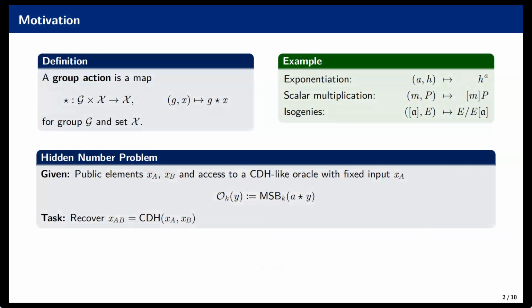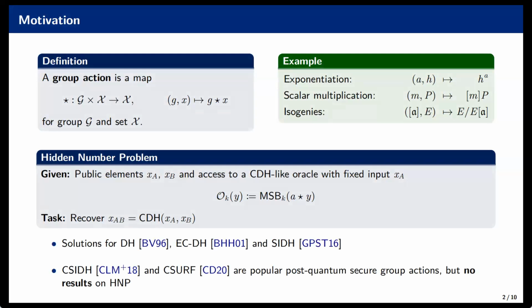Now this is called the hidden number problem and can be defined the following way: given public elements, as well as access to an oracle that takes any set element Y, so actually any public Y, and then computes the key exchange with Alice, so if Alice's secret is A, and gives back the k most significant bits. And of course, it asks to recover the shared number.